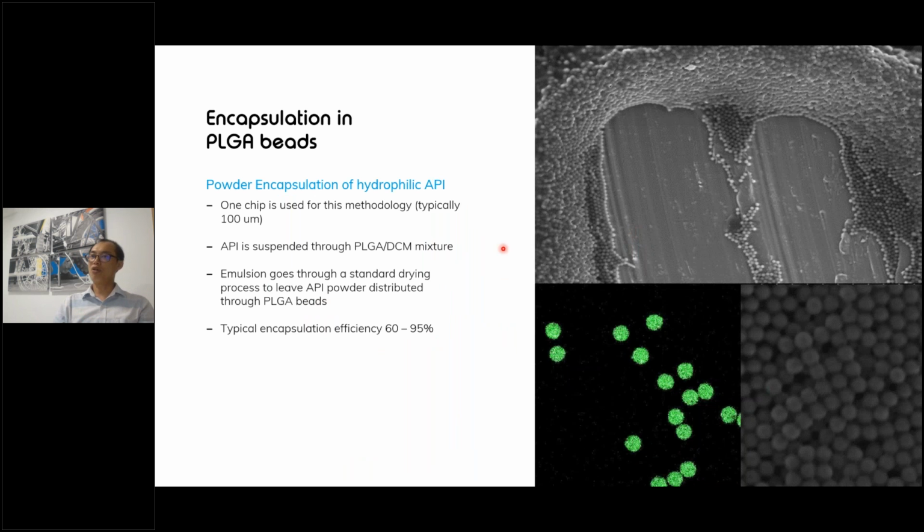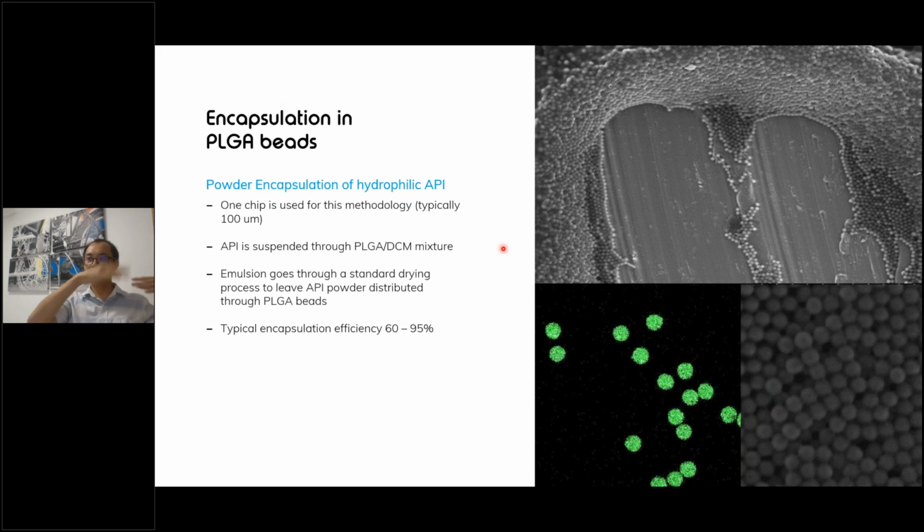And the other method for encapsulating a hydrophilic API or drug is powder encapsulation. So in this case, one chip is used, typically with a 100 micrometer chip junction, and the API is suspended in the PLGA and DCM mixture to make a suspension that contains PLGA, API, and DCM.